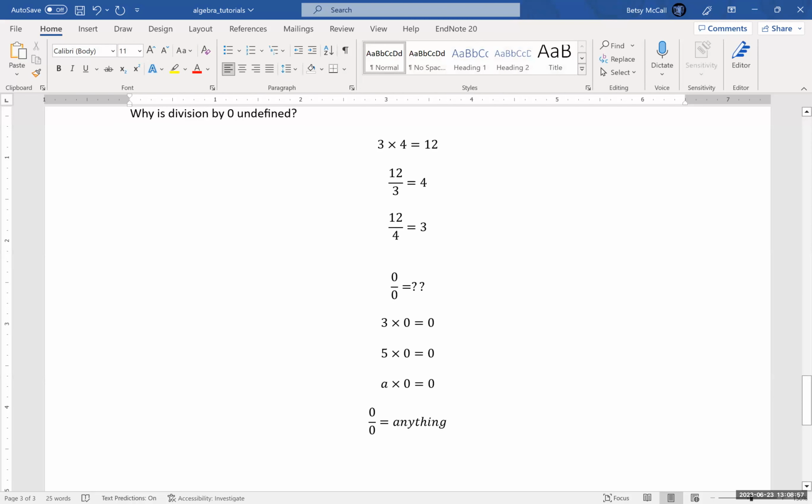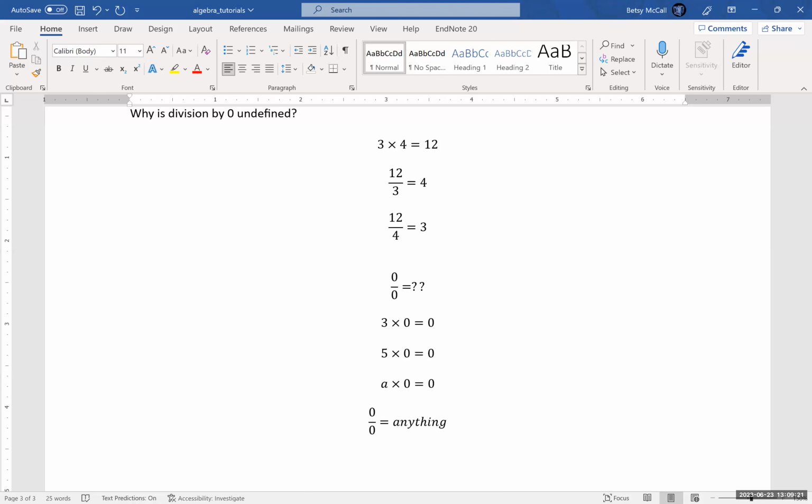So 0 divided by 0 is actually a special case. It's undefined because we have no idea what it is. It could be anything at all. Any number times 0 is 0. And so for 0 divided by 0, we have no idea what it is. It could be anything at all.